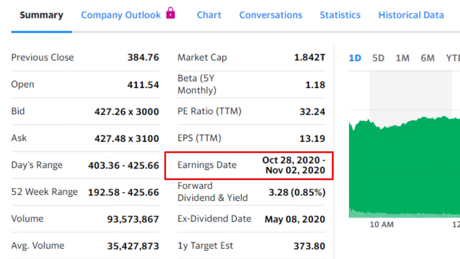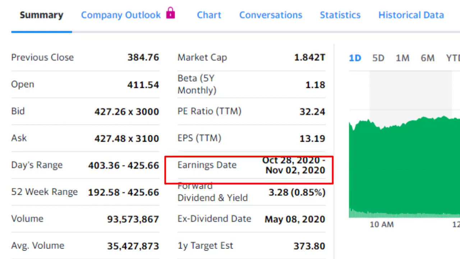Most traders don't like trading a stock days leading up to the company's earnings call because the stock price can generally shift quite a bit, either up or down, based on what this report has to say. Many will wait until after the earnings call before deciding whether to trade the stock.